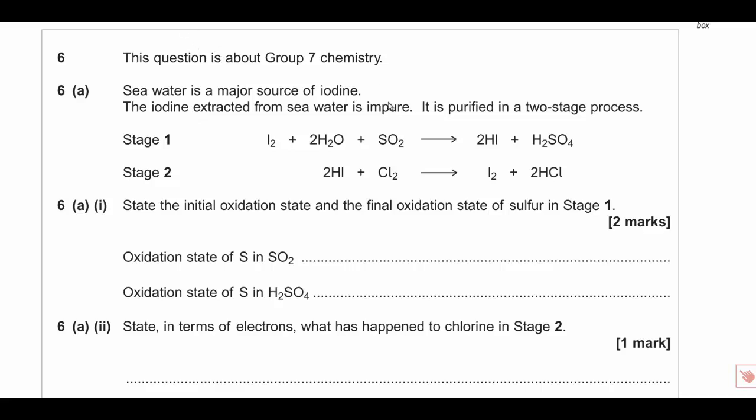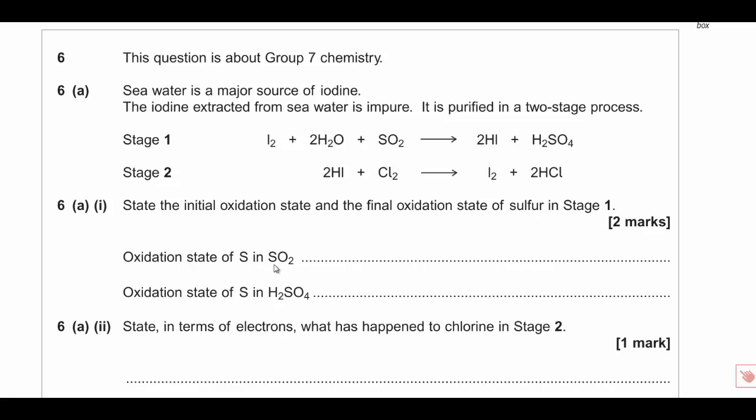This question is about group 7 chemistry, so we're on to halogens now. So seawater is a major source of iodine. The iodine extracted from seawater is impure. It's purified in a 2-stage process. Stage 1, stage 2. Okay, state the initial oxidation state. Good, so we're getting some redox in now. State the initial oxidation state and the final oxidation state of sulfur in stage 1.